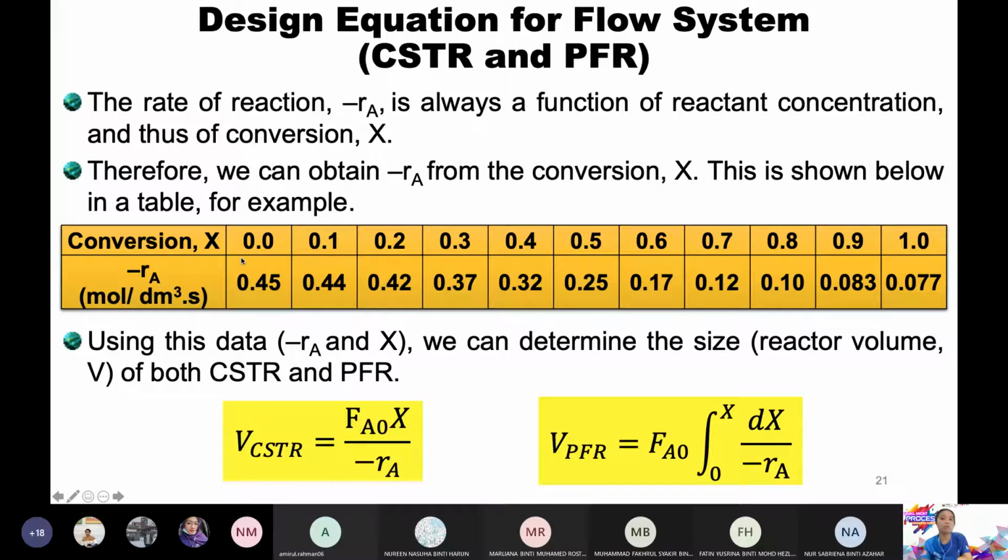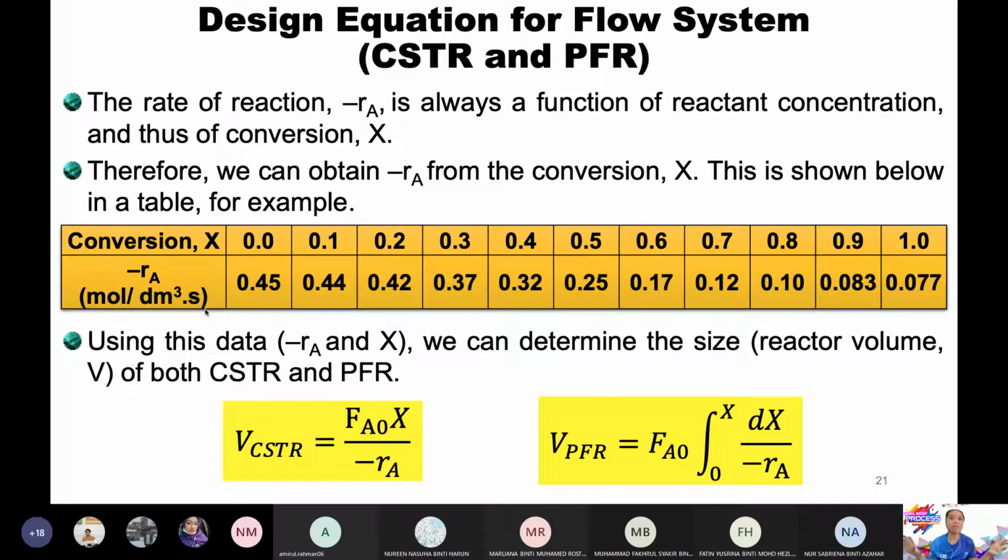Then they do for 10% conversion, how much is the minus RA? 20%, 30%, so on and so forth until they get the complete table of information, which is conversion versus the minus RA. Okay, so you assume now the laboratory or the chemist has done this experiment in a batch reactor and they have produced to you this table of information.